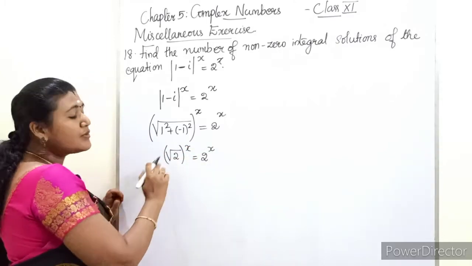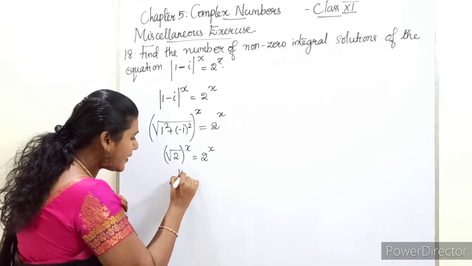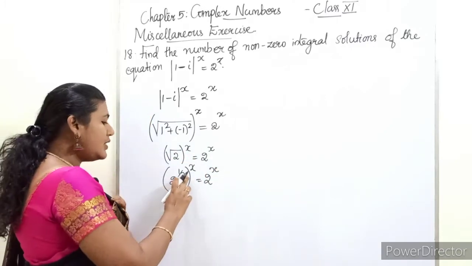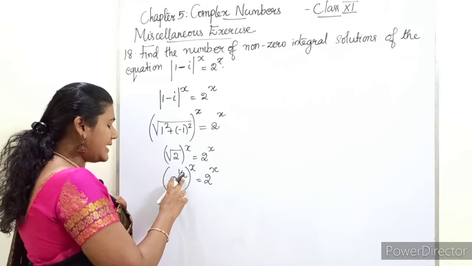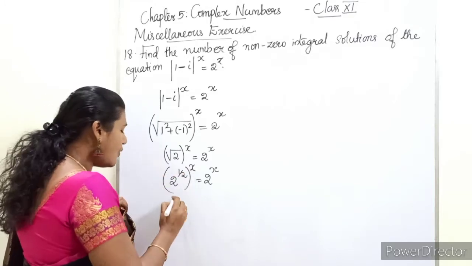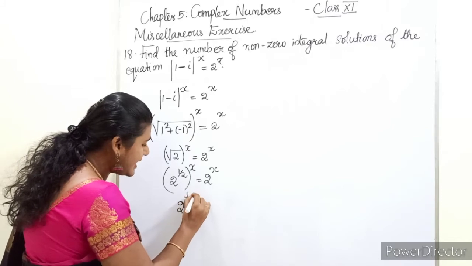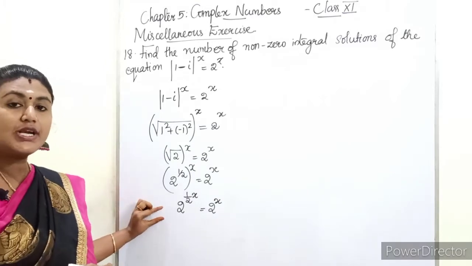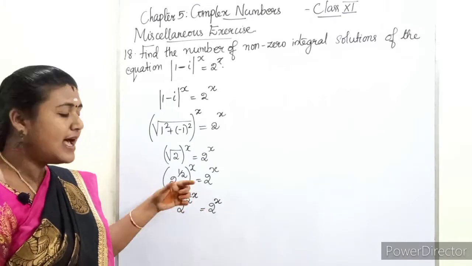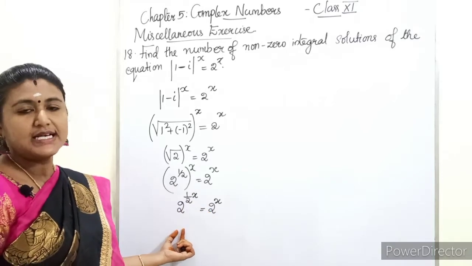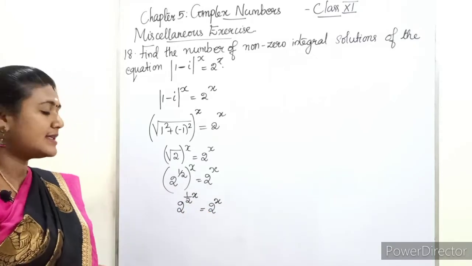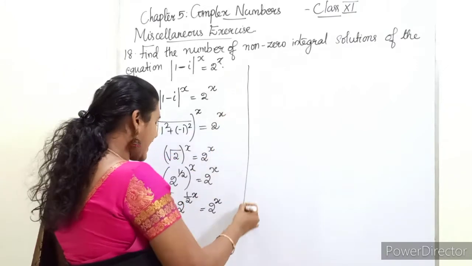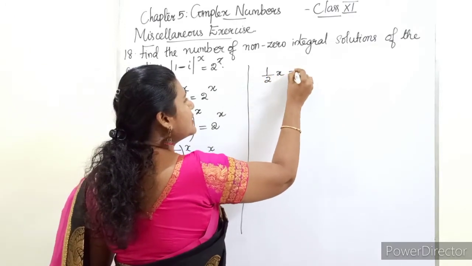And how will you write root 2? Root 2 we can write as 2 power 1 by 2, the whole power x, is equal to 2 power x. Here we will use the laws of exponents: a power m the whole power n is equal to a power mn. Now we have exponential notation on both the left side and the right side, and the base is the same. Since the base is the same, we can equate the powers. Here the power is 1 by 2 into x and here the power is x. So we can write x by 2 is equal to x.